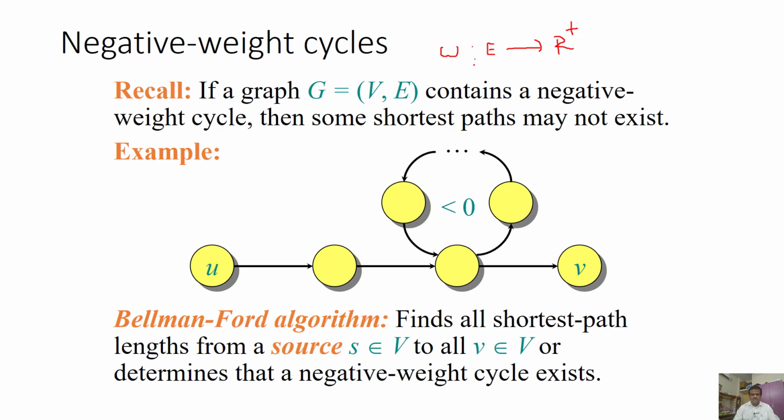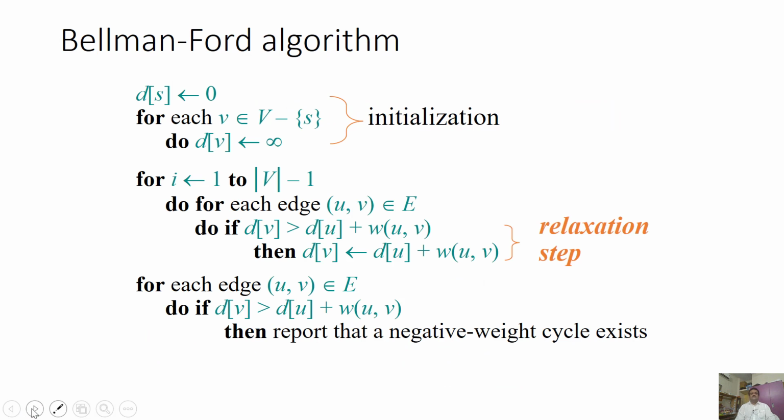There is no restriction on non-negativity, and we have a source vertex S, which could be any vertex, that is also part of the input. Okay. And we have to find delta of S comma v, the shortest path weight, for all other vertices from S including S, or we have to report that there is a negative cycle. That is why the shortest path will not exist. So, this is the pseudocode for the Bellman-Ford algorithm.